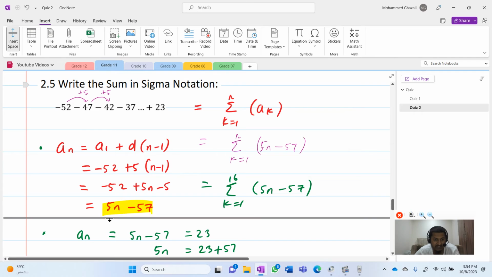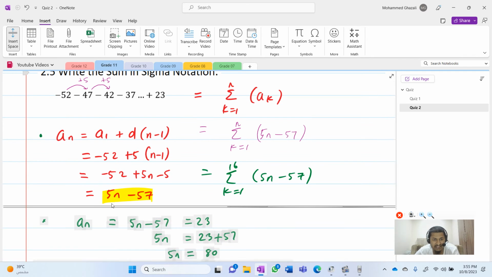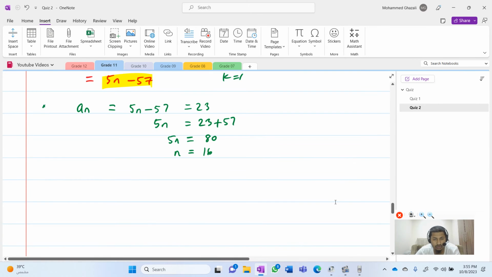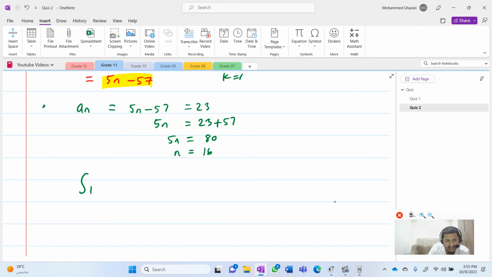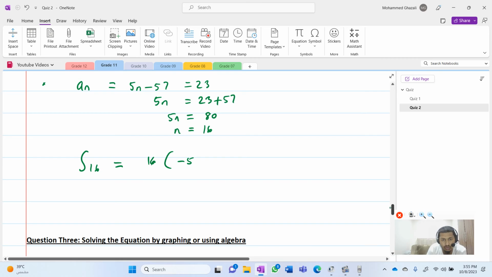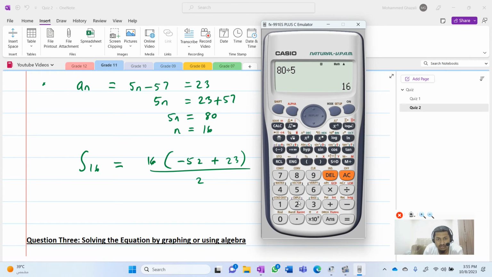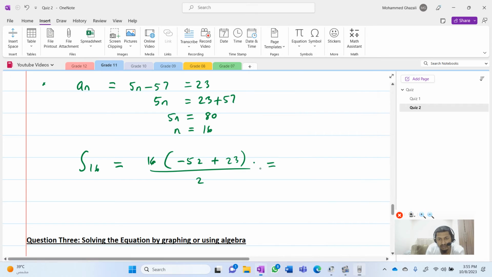Well, if you want to find the sum, we can find the sum because we know there are 16 terms, and since we know there are 16 terms, that's the first thing you should do. In order to find the sum, we will say S16 is equal to 16 into A1, which is negative 52, I think it was negative 52, plus the last term is 23, divided by 2, if you want to work out the actual sum. So we say that is 16 into negative 52 plus 23 divided by 2. You should get an answer of negative 232.